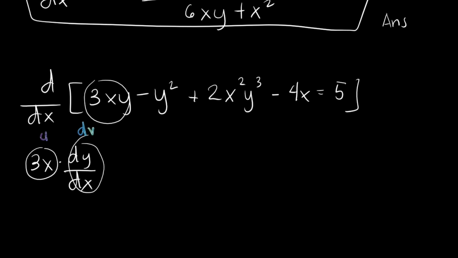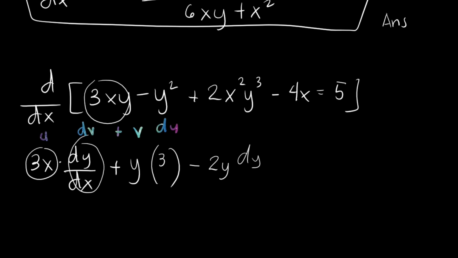So, plus v. Ano ba? Sino ba si v mo? E di si y. V, derivative ng u will be 3. Tama? Sino derivative ni x? 3x. So, 3 yun, di ba? So, lagyan natin ng para u dv plus v du. Yan. Okay? Then, mag-a-add tayo. Minus 2y. Minus derivative ni y squared with respect to x. That will be 2y dy over dx.